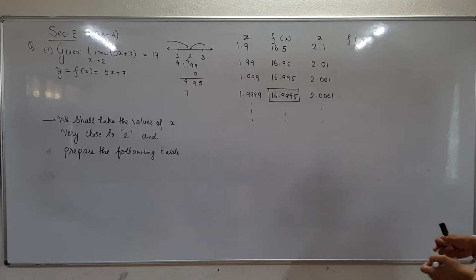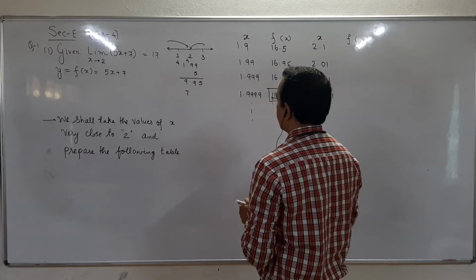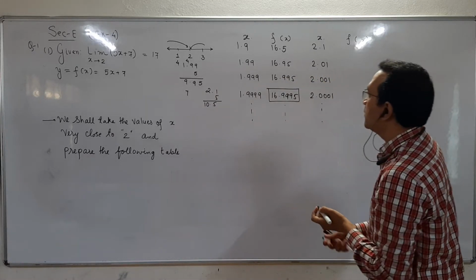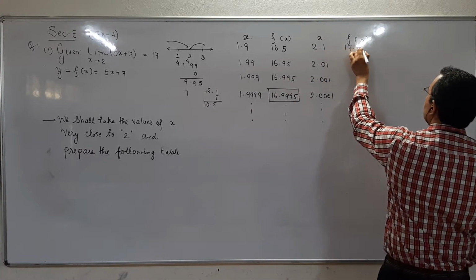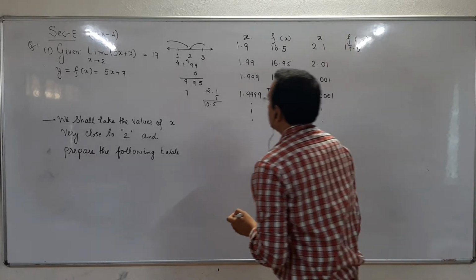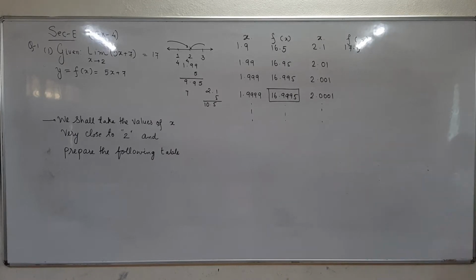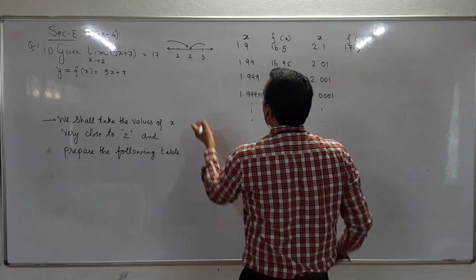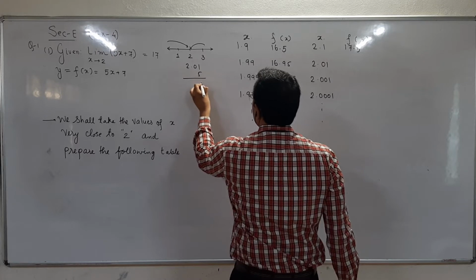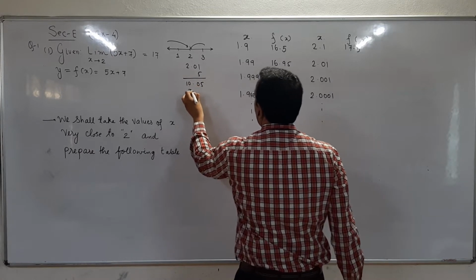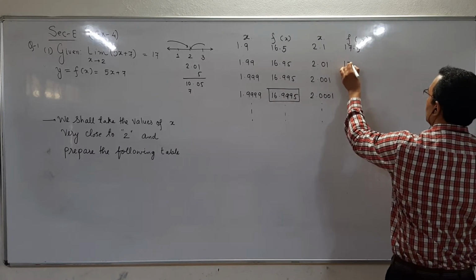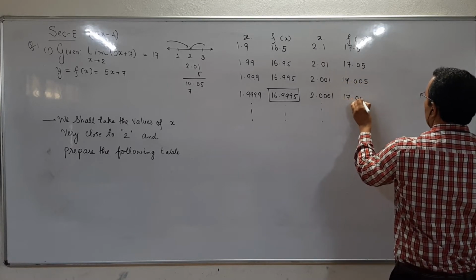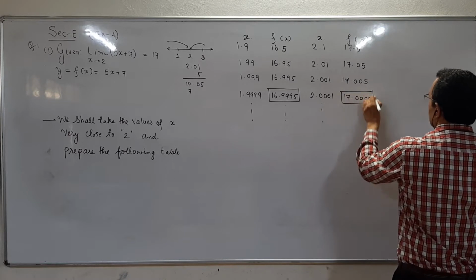Okay, now students, if I go for the right hand side values, 2.1 into 5, so this will be 10.5. 10.5 plus 7, so this will be 17.5. Then students, let us take one more value and show the multiplication so that you clearly understand. That is my intention, students. 2.01 into 5, so this is 10.05 plus 7, so 17.05. Then 17.005, then 17.0005. Check, this is approaching 17.